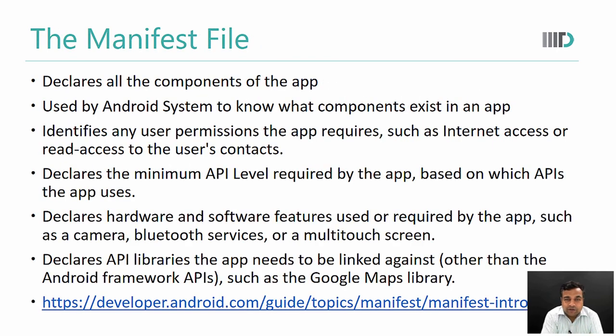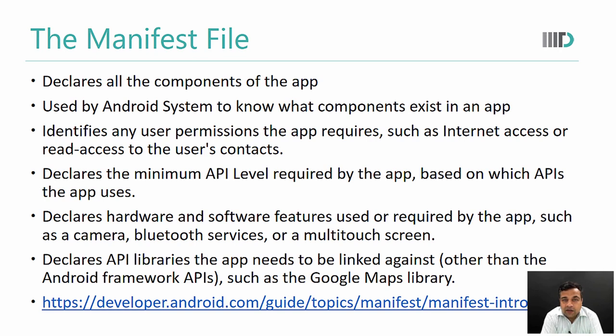Now the last topic of this lecture, the manifest file. You have already seen the manifest file in your project. A manifest file declares all the components of the app. It is used by the Android system to know what components exist in an app. A manifest file identifies the user permissions that the app requires. For example, access to internet, or to use users' content, or to use users' SMS services, camera app, GPS, etc.